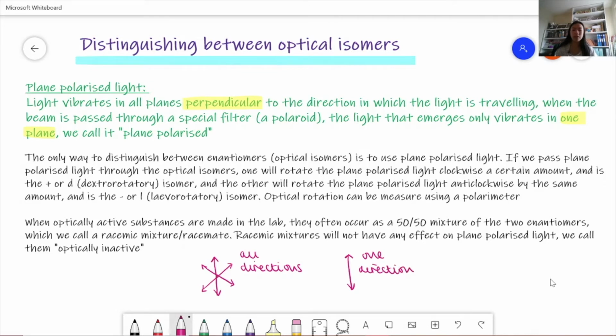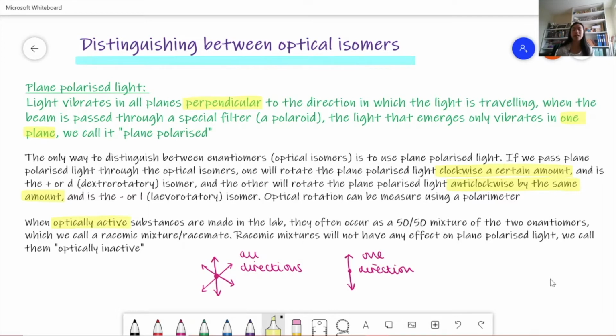Now, the only way to distinguish between enantiomers or optical isomers is to use plane polarized light. And if we pass this plane polarized light through the optical isomers, one will rotate the plane polarized light clockwise a certain amount. And this is called the plus or the dextrorotatory isomer, and the other will rotate the plane polarized light anti-clockwise by the same amount and is the negative or laevorotatory isomer. And the thing to know about optical rotation is that it can be measured using a polarimeter. So when optically active substances are made in the lab, they often occur as a 50-50 mixture.